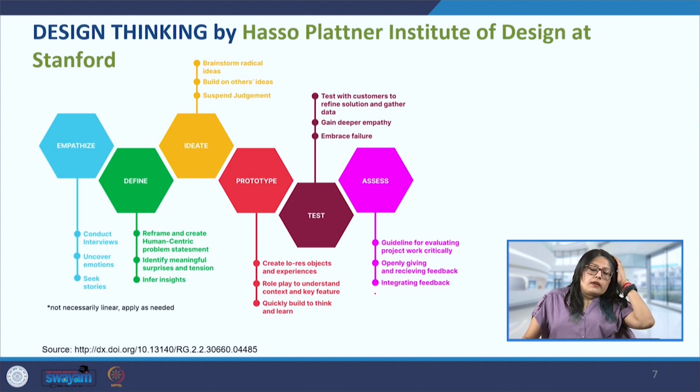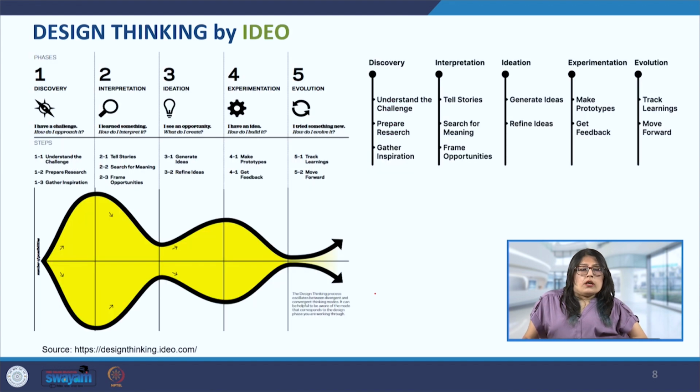So now we can see the one at D School at Stanford. Here we can see that it starts with empathy, define, ideate, prototype, test, and assess. So these are the steps they are following.